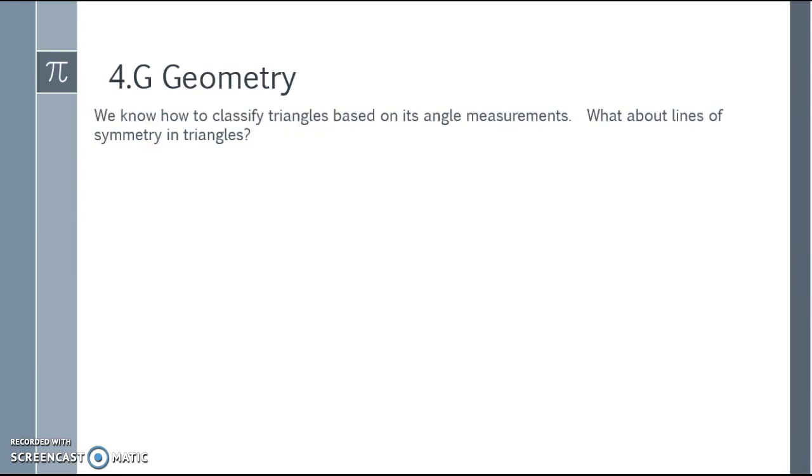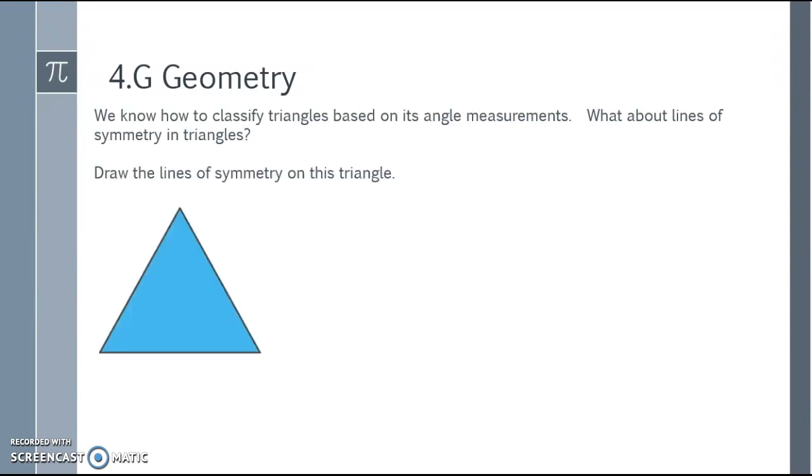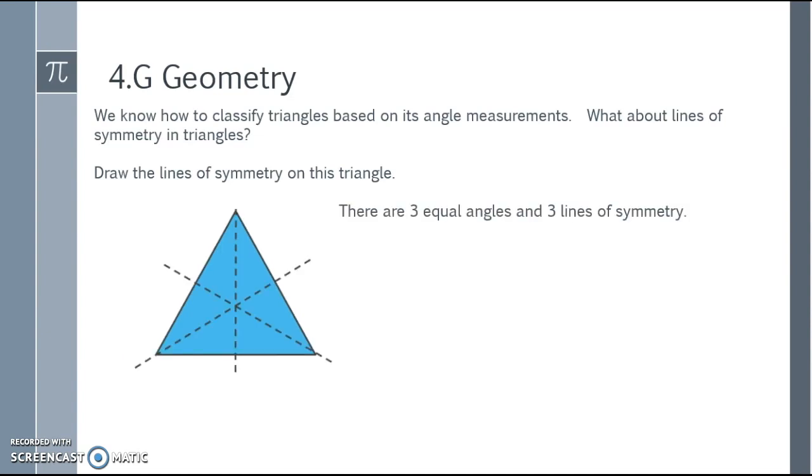We know how to classify triangles based on its angle measurements, but what about lines of symmetry in triangles? Take a moment to draw the lines of symmetry on this triangle. I can see that I can use each one of its vertices to draw a nice line of symmetry where if I were to fold on that line, I would get the same shape on both sides. Notice that all 3 angles are the same. They're all equal. And we have 3 lines of symmetry.